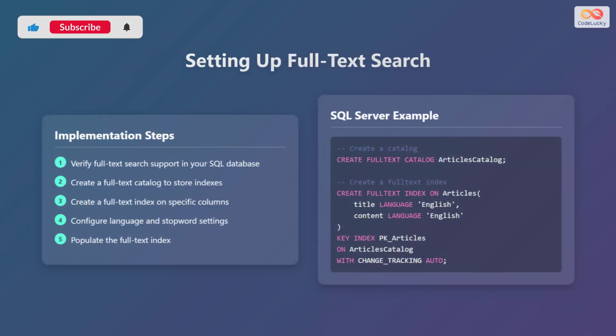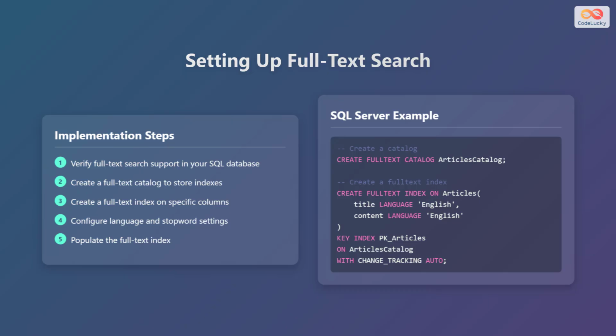Here are the steps to set up full-text search in your database. First, verify that your Structured Query Language database supports full-text search. Then, create a full-text catalog to store the indexes. Next, create a full-text index on the specific columns you want to search. Configure the language and stop word settings to match your data. Finally, populate the full-text index with the data from your table.